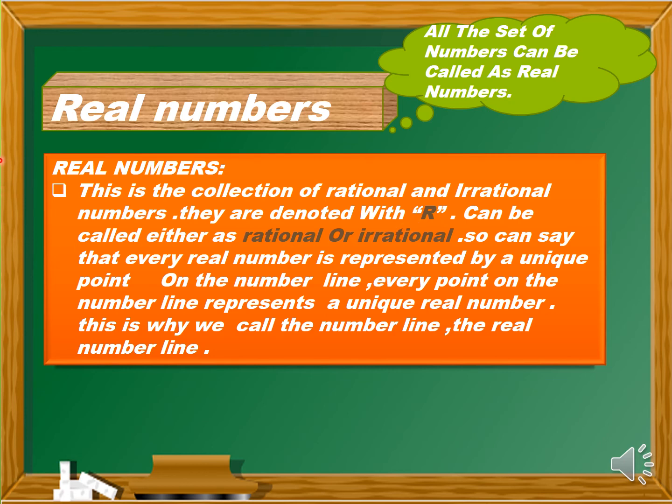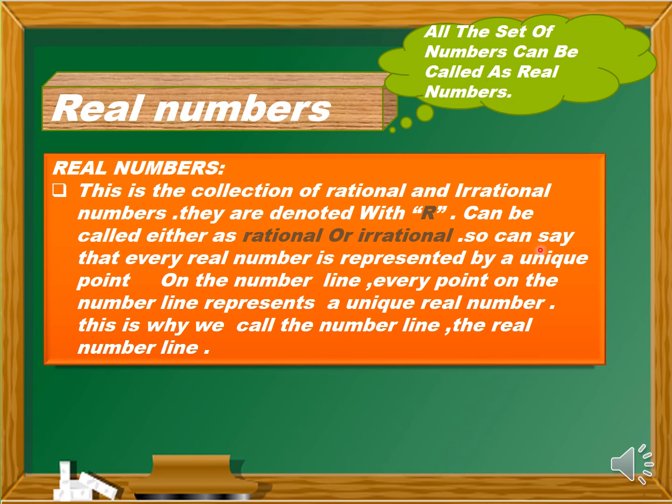To make learning easy, I have told you this. A real number can be called either rational or irrational. As rational, I said it contains natural, integers, wholes. So they are grouped and called rational, and the other is irrational.